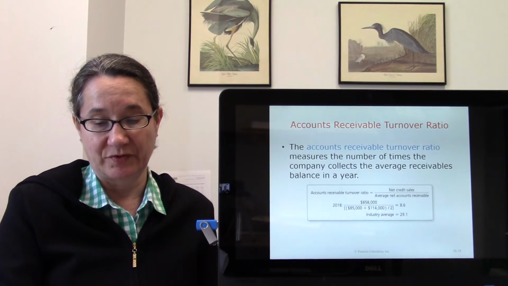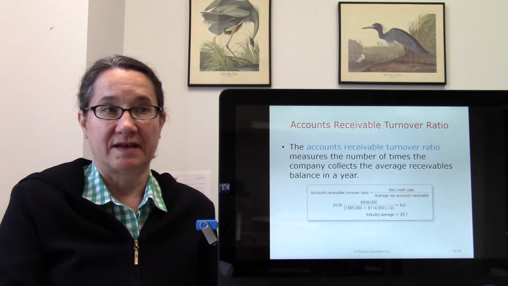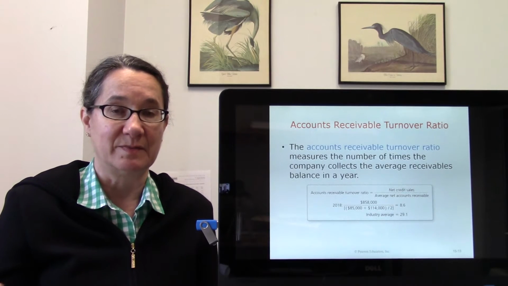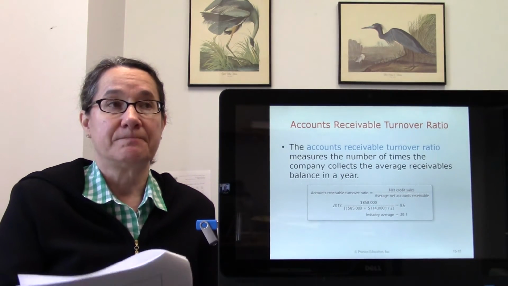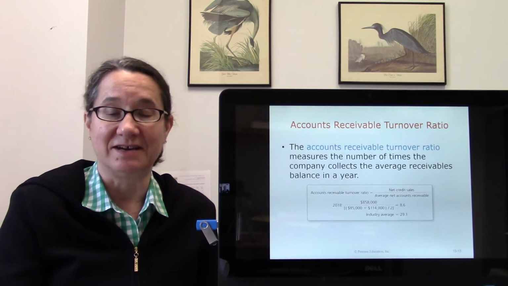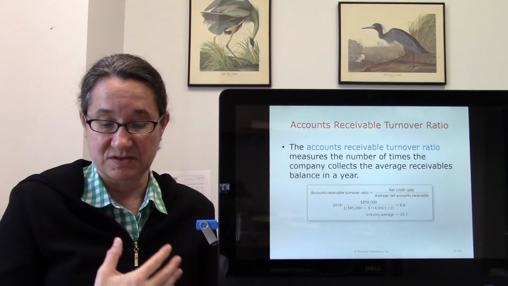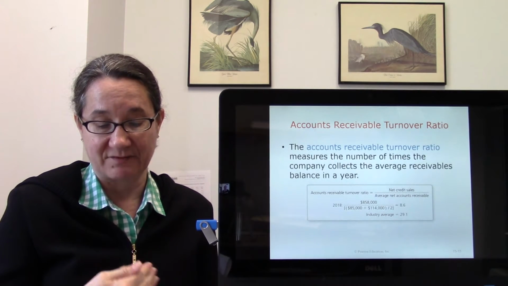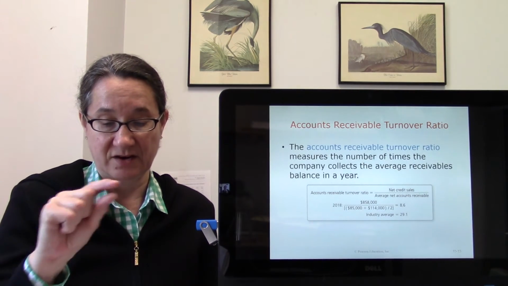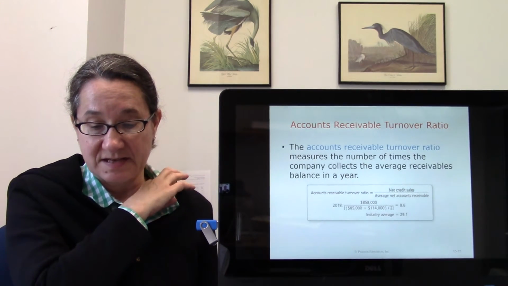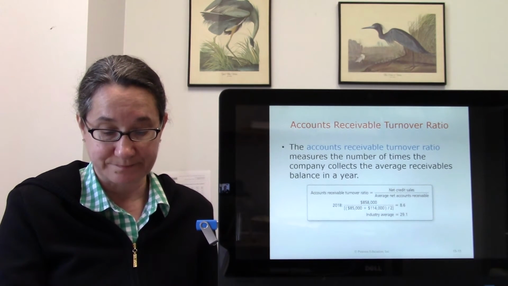Next, accounts receivable turnover. So if you sell stuff on account, that's great. You might sell more because you're giving people credit, and when they don't have cash, they can still purchase your product. However, you have to make sure they actually do pay the cash eventually. So accounts receivable turnover measures the number of times the company collects the average receivables balance in a year. So to measure that, you take net credit sales and divide it by average net accounts receivable.